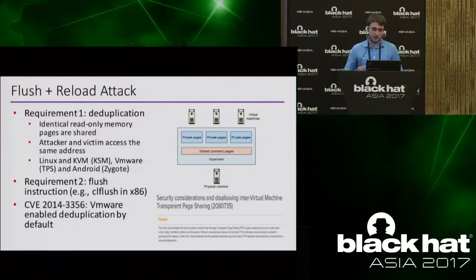Although this might seem threatening and unrealistic, the truth is it's implemented by default in Linux, in KVM, of course. In VMware, it was implemented by default, but we notified them about our findings, about how this can be utilized to do damage, and they gave us a CVE number, and they disabled it, and now it's not implemented by default. And lastly, we see it in Android as well with the KSM mechanism. The second requirement is that you have a flush instruction in the instruction set architecture, meaning an instruction that allows you to evict something from the cache.